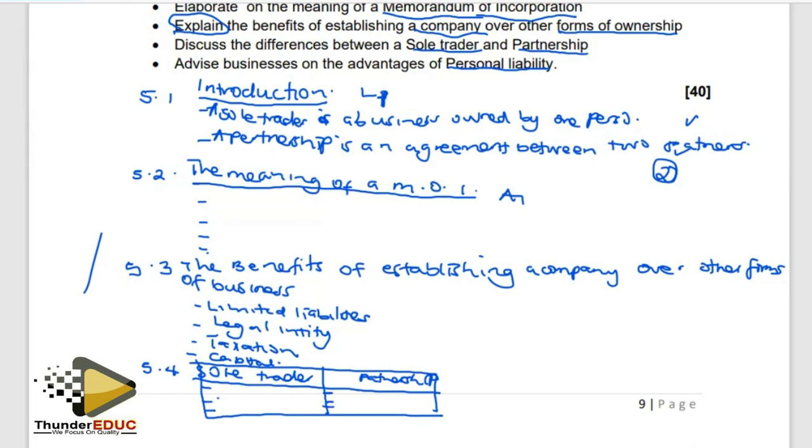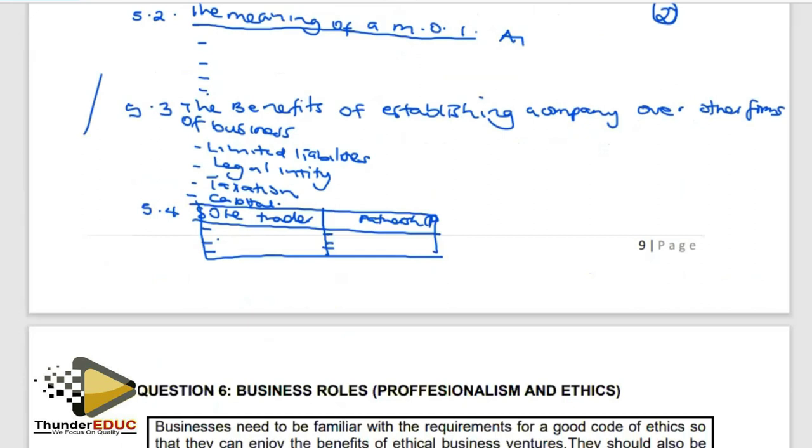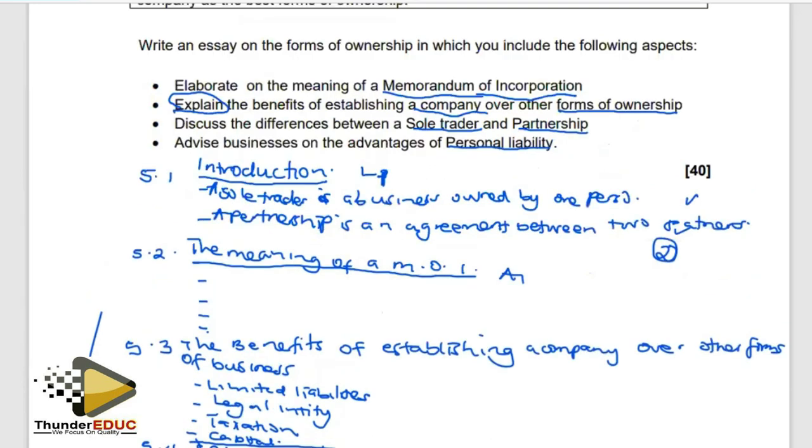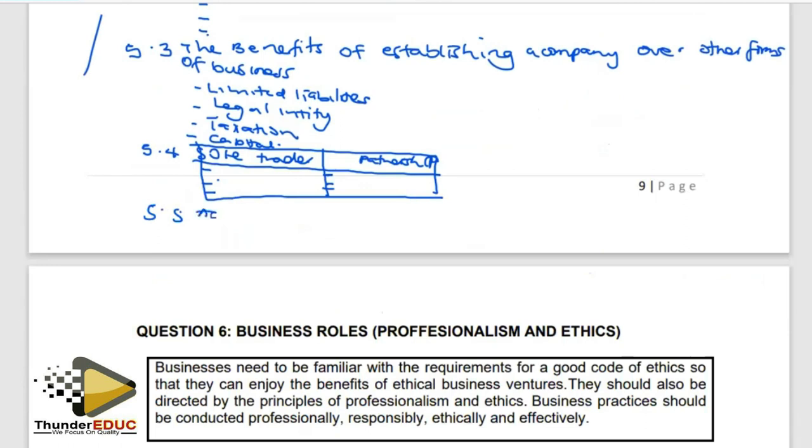So you go to the next question, heading 5.5, which talks about advantages of personal liability companies. So you underline this and you start giving us your answers in point form. For example, all these ones are the same answers. Limited liability, legal entities. Talk about the mode of taxation which are charged on incomes. Capital is raised so quickly and more compared to a sole trader, etc.